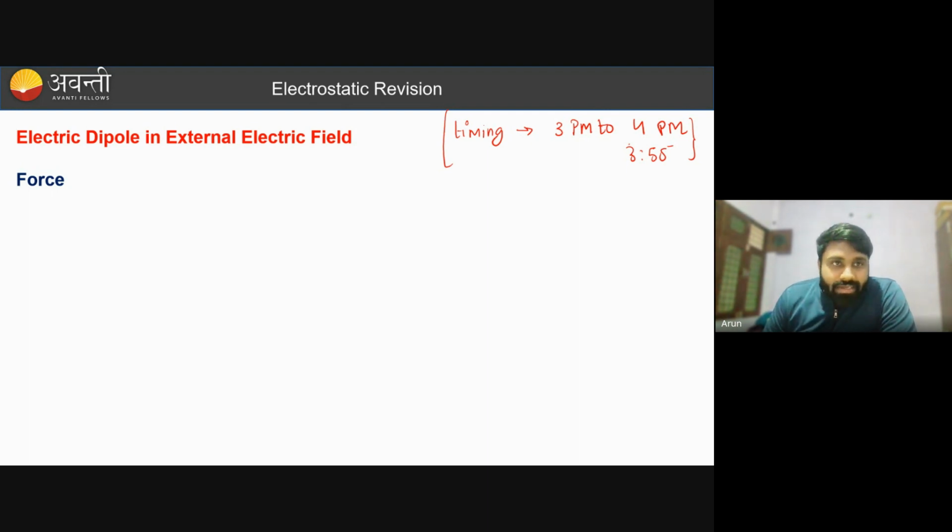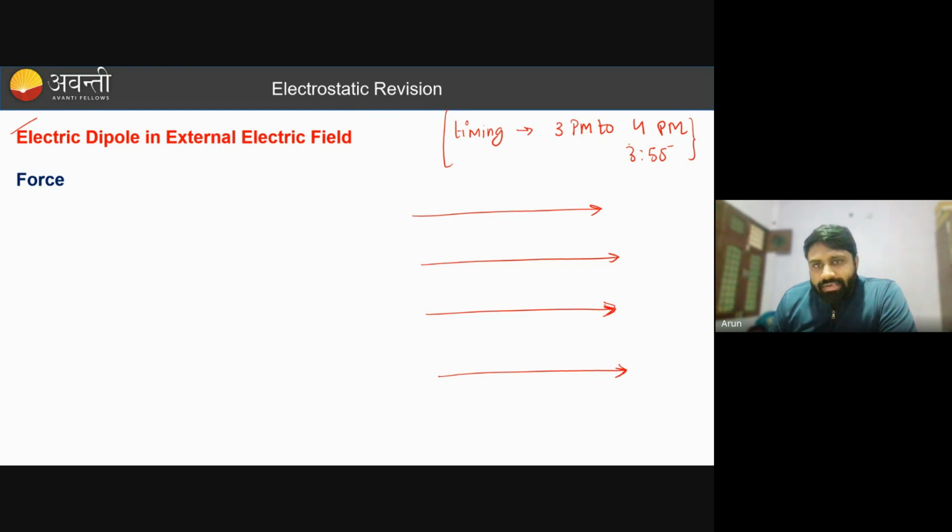So here we are with the revision of electric dipole in external electric field. We have studied electric dipole in the previous session and we have seen the electric field expression for three cases: if the point is on the axis, on the equatorial position, or at any general position. Now this is the external electric field and we have taken the field uniform. To confirm the field is uniform, these electric field lines are to be parallel with each other.